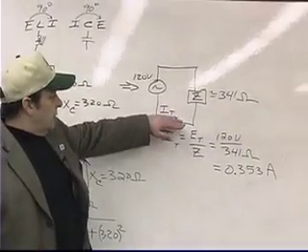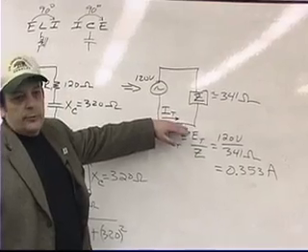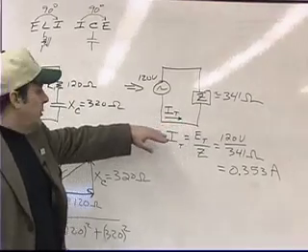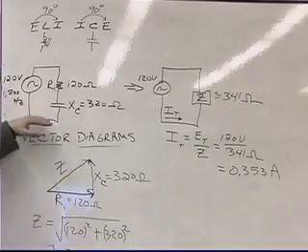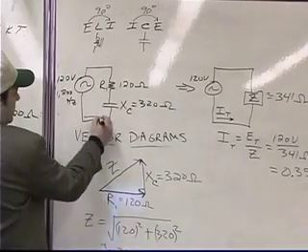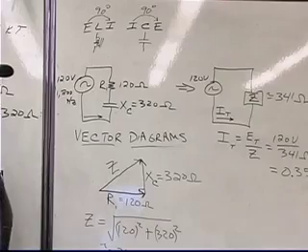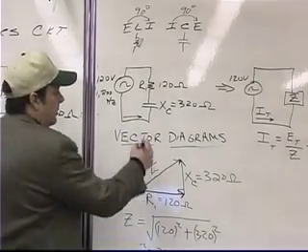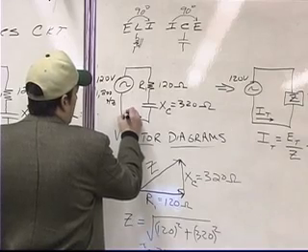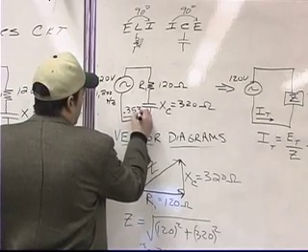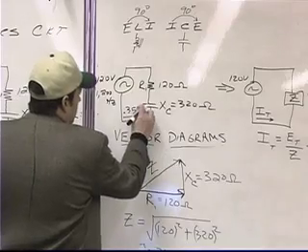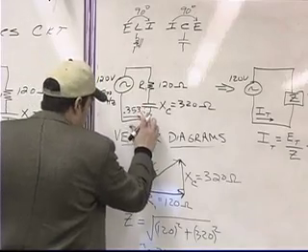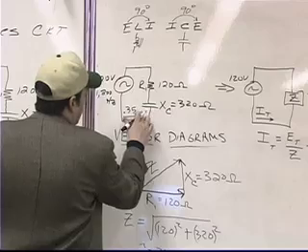Now, if the current is 0.353 amps here, and we move back to our original circuit, what must the current be in that circuit if they're equivalent circuits? It's got to be the same, right? So we're going to draw the current here is 0.353 amps.